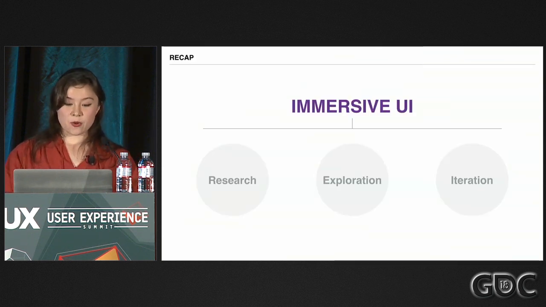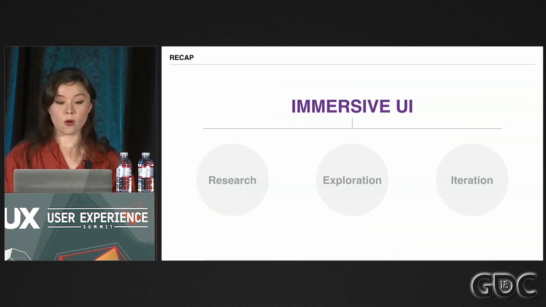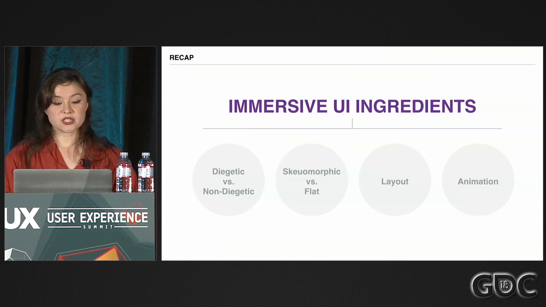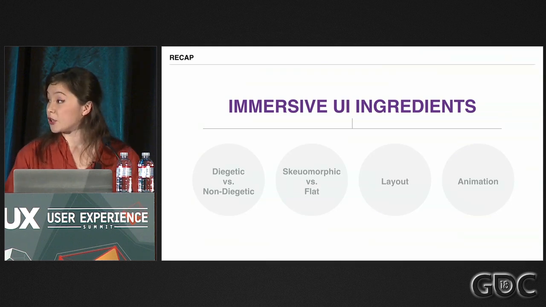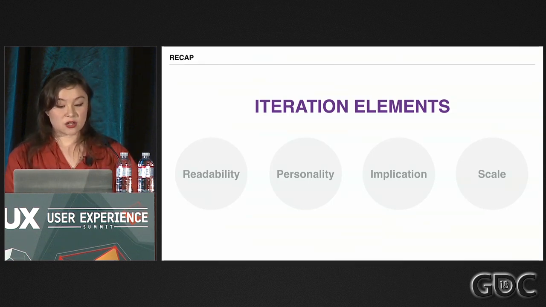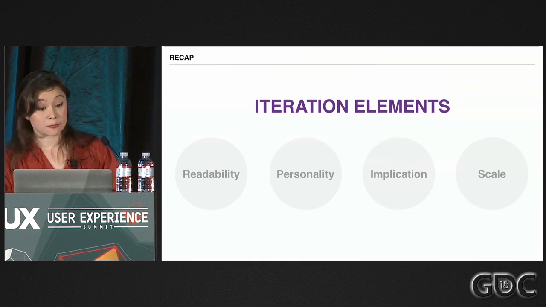So if you only take a smidgen away from today's presentation, here are a few things to remember. To acquire a well-designed immersive UI, split your process into research, exploration, and iteration. During your exploration, make sure to test out a variety of designs and layouts. Think about how animation can play a part in your UI. And finally, when you want to decide the balance between your UI's immersion and usability, you can use these 4 elements to iterate and improve your UI.